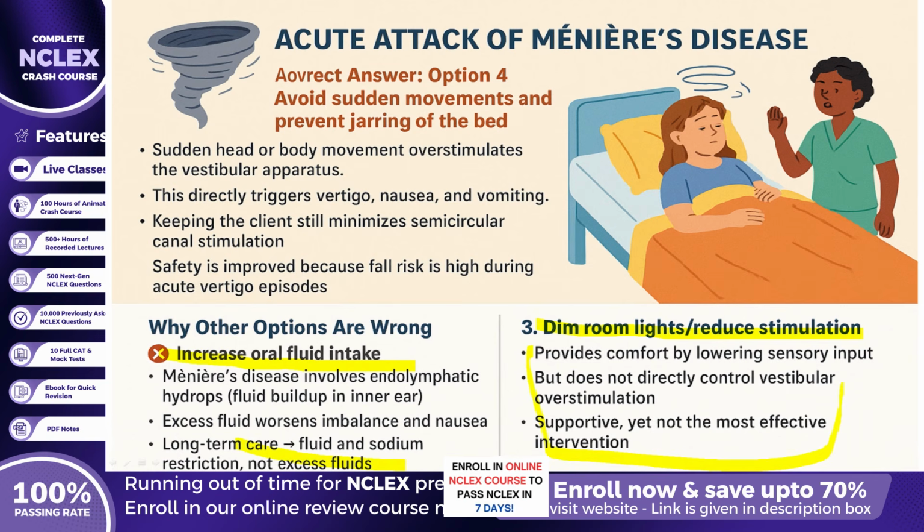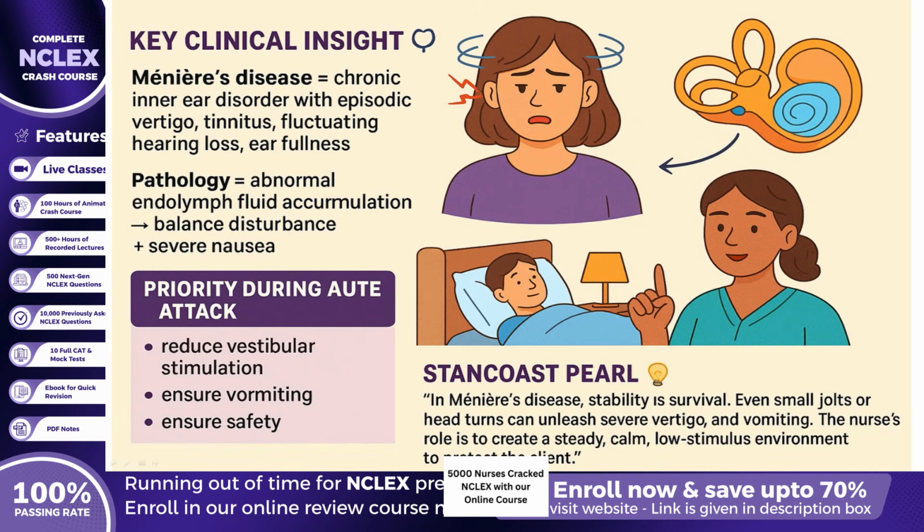Clinically, it is important to remember that Meniere's disease is a chronic inner ear disorder marked by episodic vertigo, tinnitus, fluctuating hearing loss, and a feeling of fullness in the ear. The underlying cause is an abnormal accumulation of endolymphatic fluid within the membranous labyrinth, leading to balance disturbances and severe nausea. During acute attacks, the highest priority is to reduce vestibular stimulation, prevent vomiting, and ensure the client's safety.